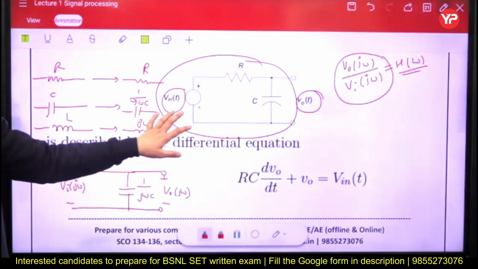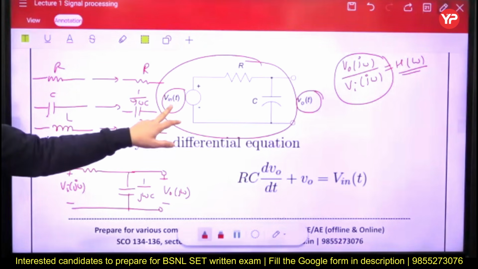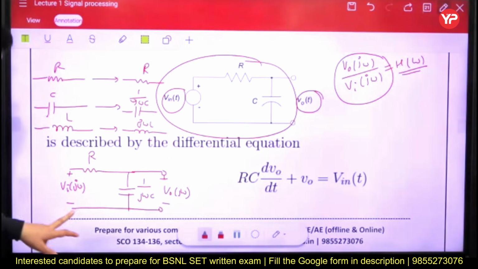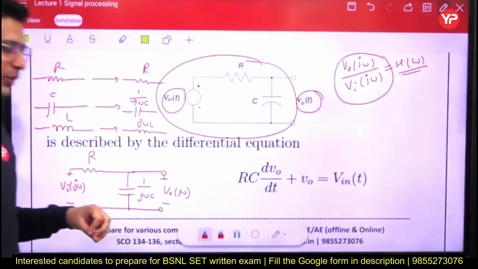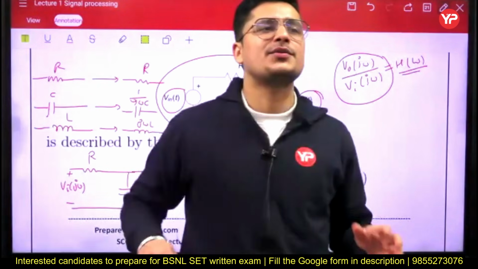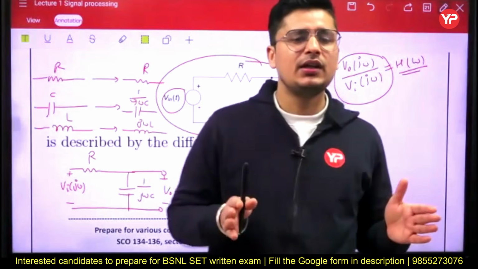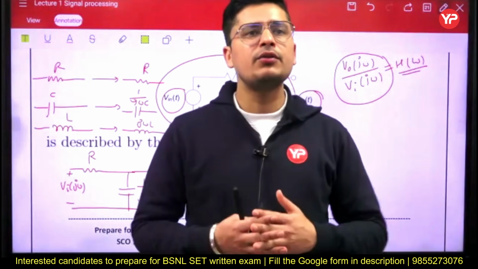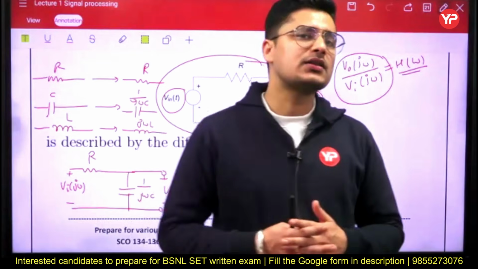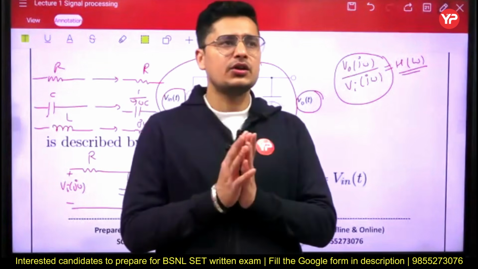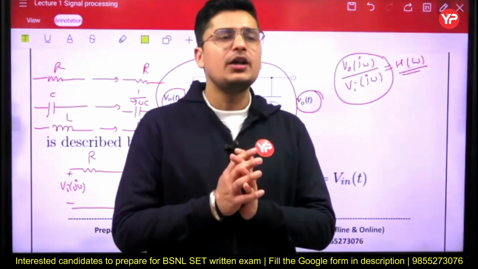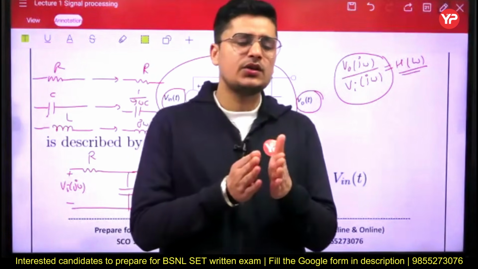Now I did only the same thing here. V input, because it is in time domain, also becomes V_i(jω) in the frequency domain. Resistance remains resistance. There are two domains when we are discussing signal processing: one is time domain, another one is frequency domain. Let me give you a brief introduction about the frequency domain.